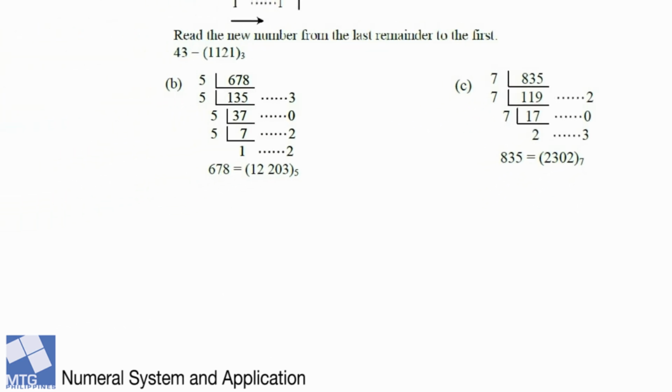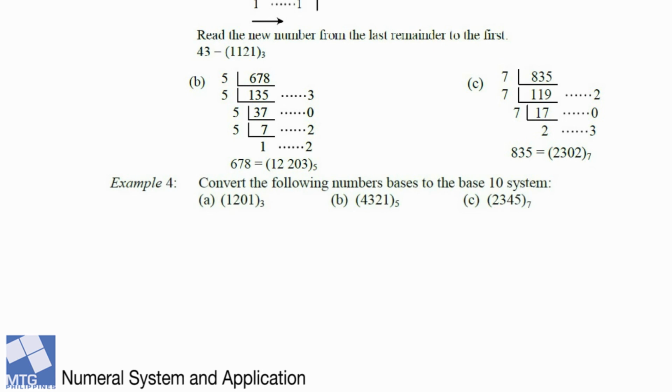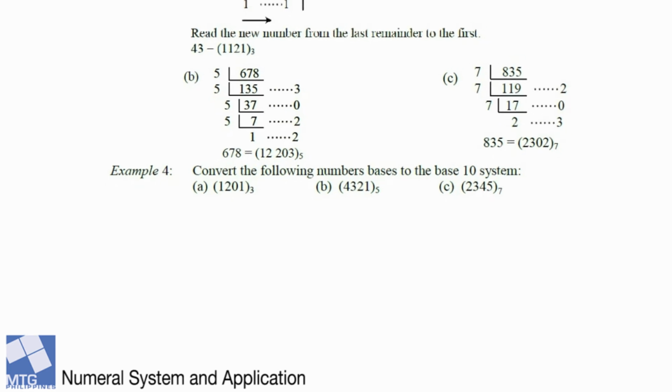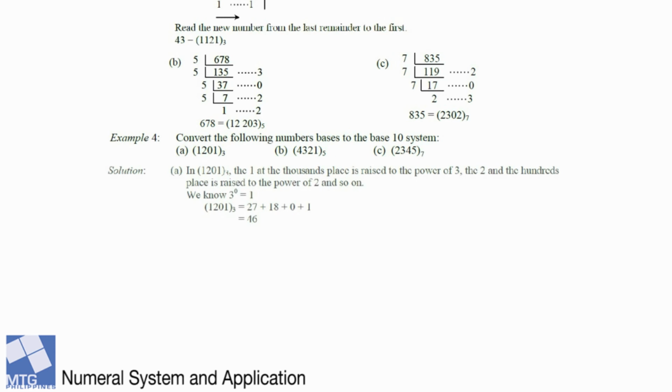For item number 4, we are tasked to convert the following numbers bases to the base 10 system. So in other words, we are going to have the other way around or the reverse of what we have done earlier. For part A, we have 1201 base 3. We are going to convert it into a base 10 number. Now, we will have to recall that the 1 at the thousands place is raised to the power of 3. The 2 at the hundreds place is raised to the power of 2, and so on. So in this case, 1201 base 3 is simply equal to 27 plus 18 plus 0 plus 1. When simplified, we have this as 46.